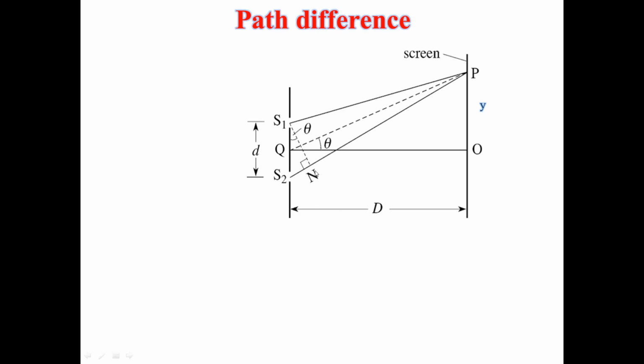In order to find the path difference, let us draw a normal S1N on the line S2P. So from the diagram it is clear that S1P is equal to NP. So S2P minus S1P will be equal to S2N. S2N is the path difference, S2P minus S1P. Theta is the angular position of the point P.